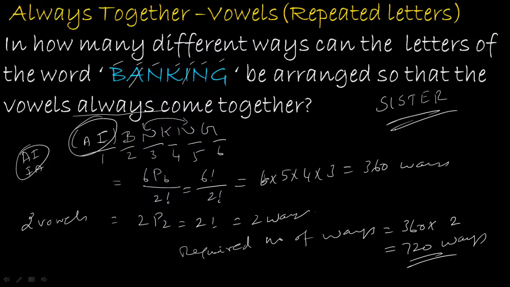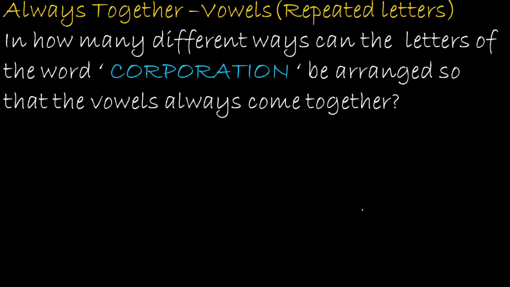Instead of banking, take the word system and find out the number of ways. And this is for your self test. Next, again we have one more category under vowels. If it is repeated letters, in case of the combined entry and then the separate letters. So after seeing this example, you will get a clear idea about how we can calculate the number of permutations in case of repeated letters.